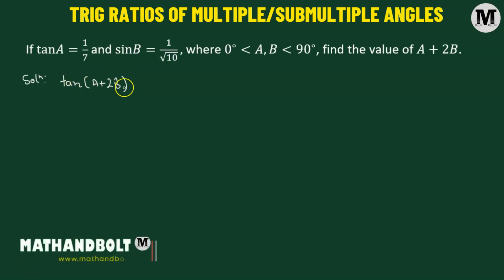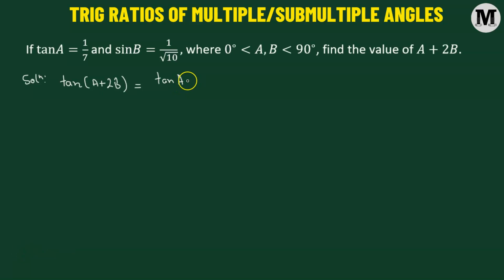2B. Now there's a standard formula for expanding tangent of the compound angle A plus 2B, that's given by tangent of angle A plus tangent of angle 2B, divided by 1 minus tangent of A times tangent of 2B. Now, we already have the value of tangent of A. Our goal will be to find the value of tangent of 2B.